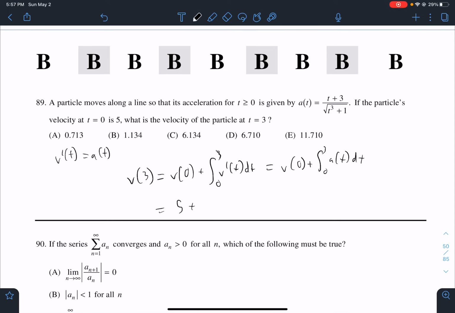Awesome. So that's our answer E. Pretty simple problem. All we have to do is set up a start plus change. Awesome. I'm going to write this 6.710 equals 11.710.